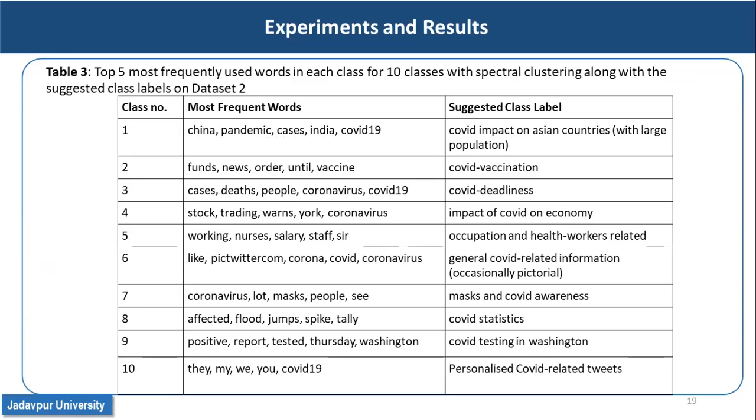And here is a table which has calculated the most frequently used words in each class, for each of the 10 classes with spectral clustering. The most frequent words and the suggested class labels have been shown. If the words are like China, pandemic, cases, COVID-19, etc., the label has been generated as COVID impact on Asian countries, which is okay, and funds, news, etc. give COVID vaccination.